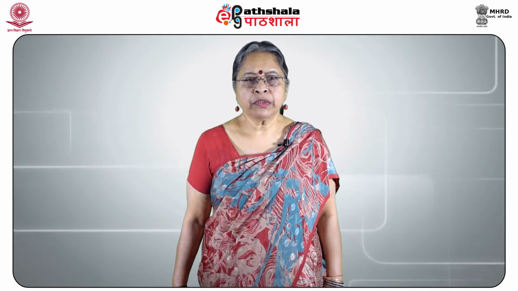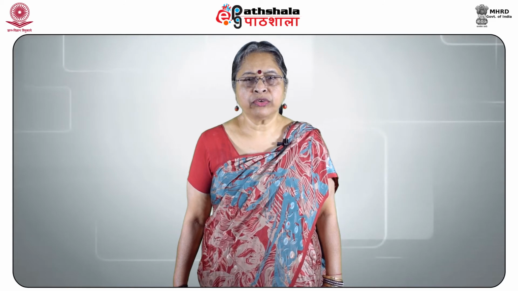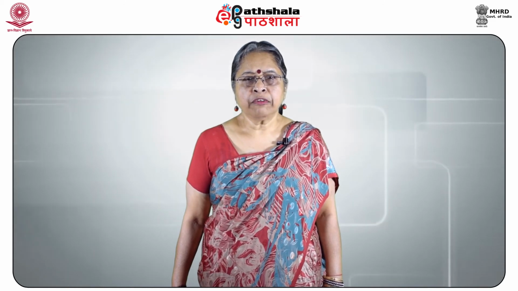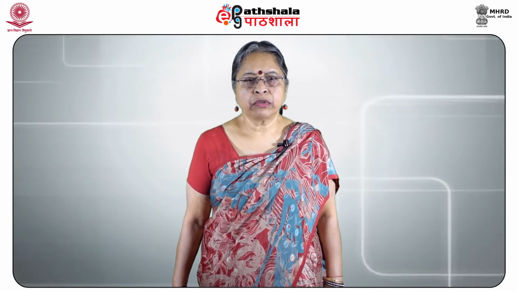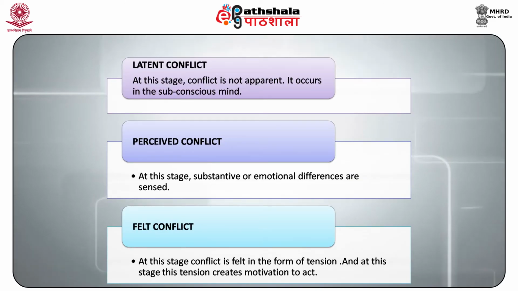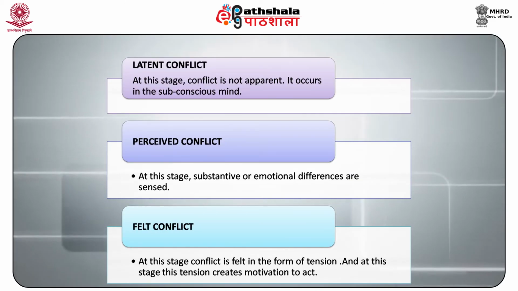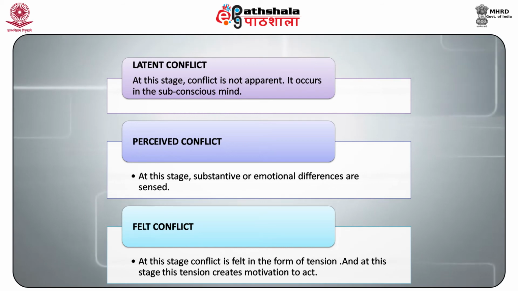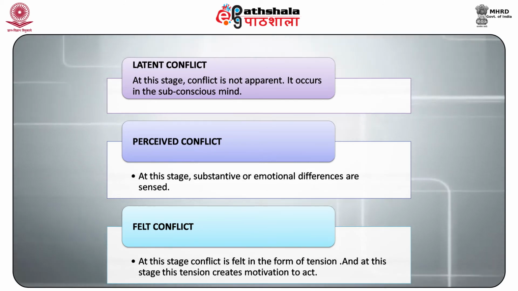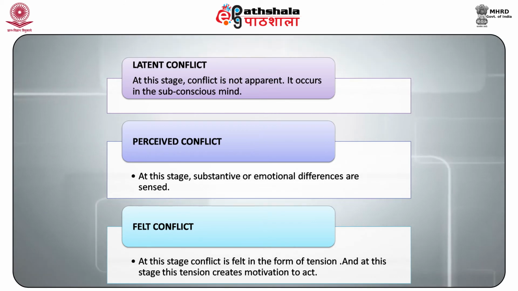Now we will discuss the levels or stages of conflict. Conflict has the following stages. Latent conflict. At this stage, conflict is not apparent. It occurs in the subconscious mind. Perceived conflict. At this stage, substantial emotional differences are sensed.